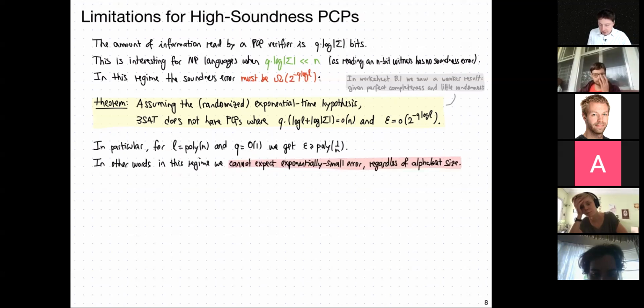Right. So this is what I just said. We cannot expect exponentially small error regardless of alphabet size. And this is a fully parameterized statement in some sense. It tells you something interesting even when Q is super constant.